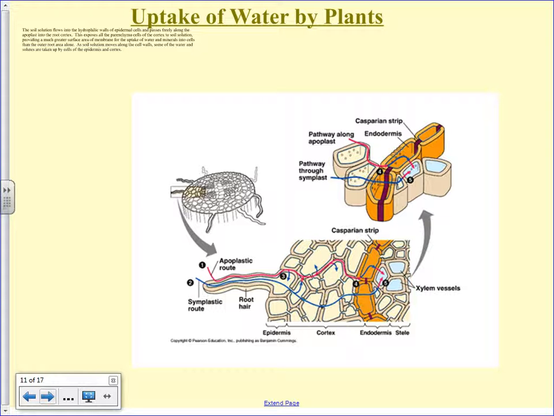There are usually little breaks in the wall. We showed those on the cell diagram. Someone asked what they were, and I told them they were called plasmodesmata. I said that plants can share stuff through these little holes in the cell wall. Anyway, that's how that works. It's part of the symplastic route.